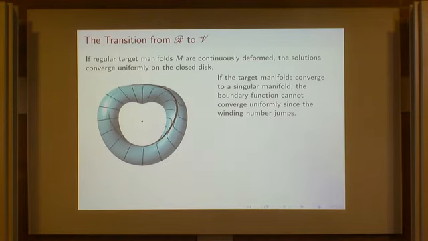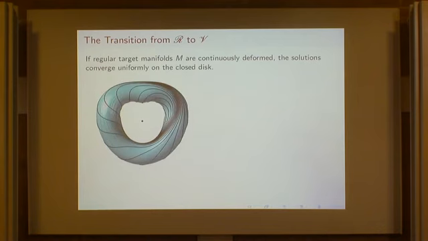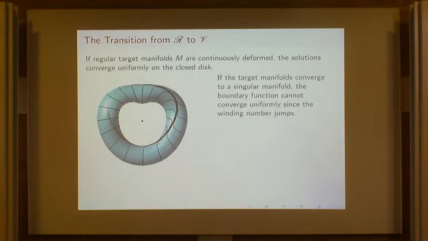Could you step through those deformations again? Yeah. And you see how they converge. One can prove that they in fact converge uniformly on compact subsets. All solutions converge uniformly on compact subsets to this one singular solution. But because the winding number jumps, convergence cannot be uniform on the closed disk.